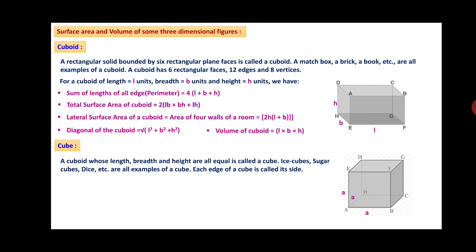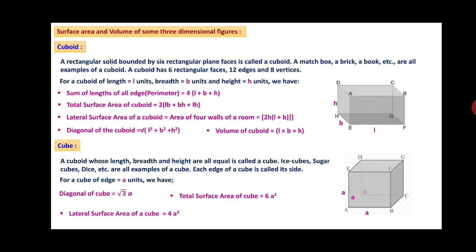You can see in the adjoining figure, a cuboid whose length, breadth and height are all equal is called a cube. Ice cubes, sugar cubes, dice, etc. are all examples of the cubes. Each side of the cube is called its side. For a cube of edge A units, the diagonal of the cube is equal to root 3 into A. Total surface area of the cube is equal to 6A square. Lateral surface area of the cube is 4A square and volume of the cube is A cube.